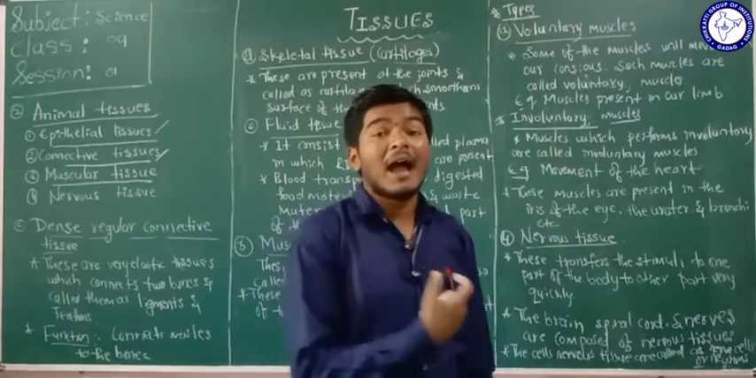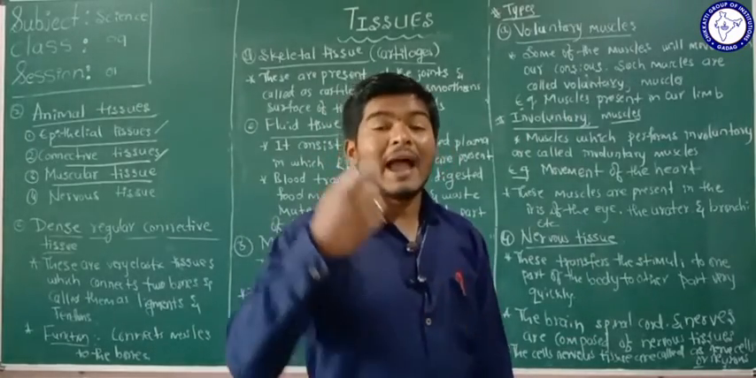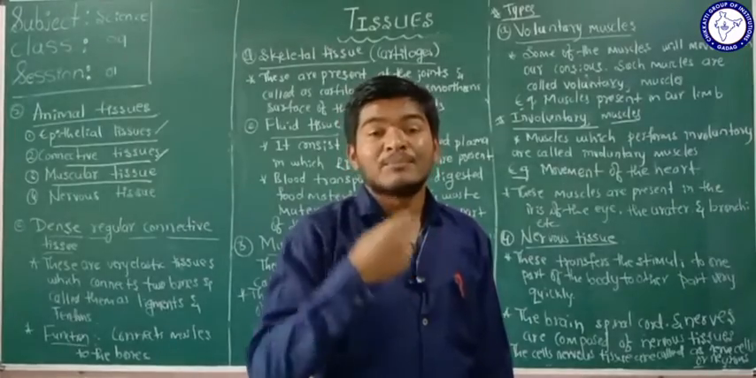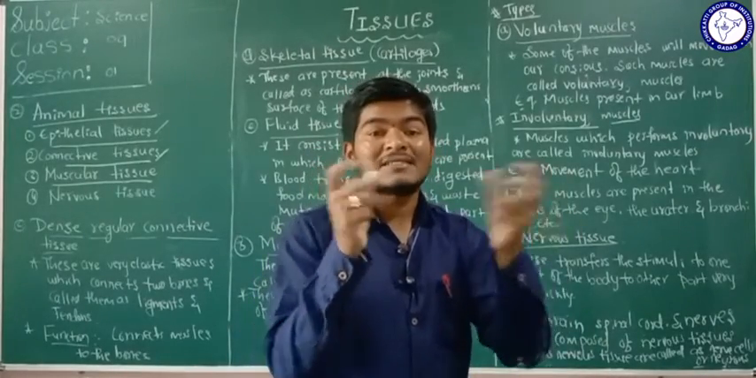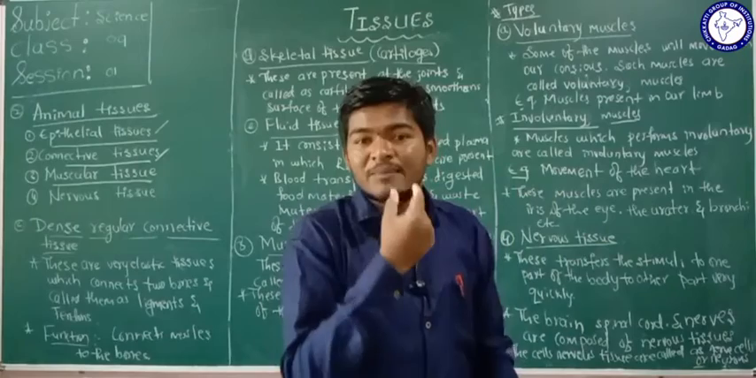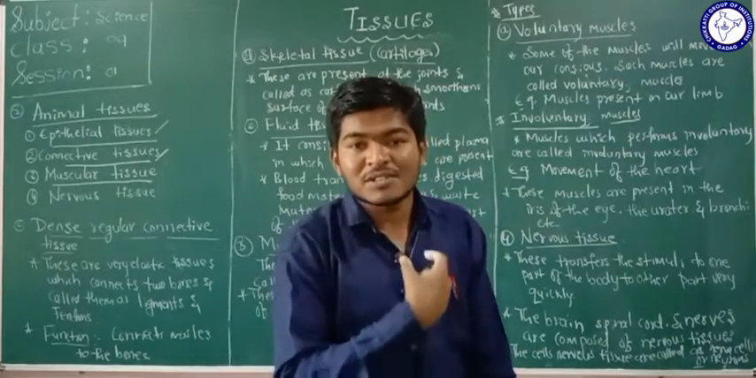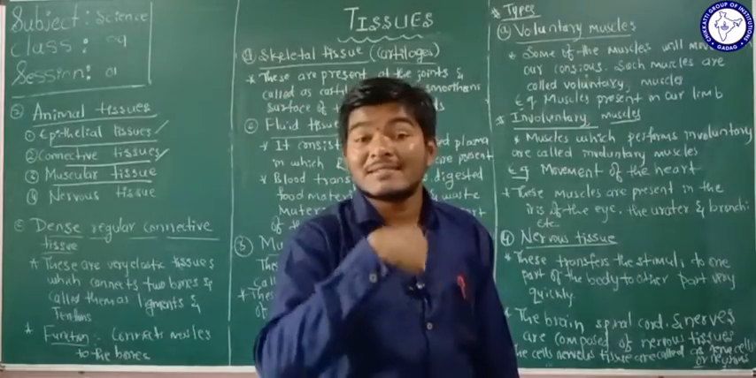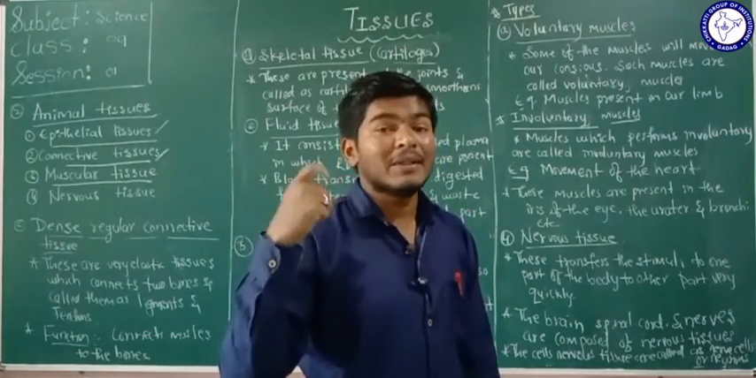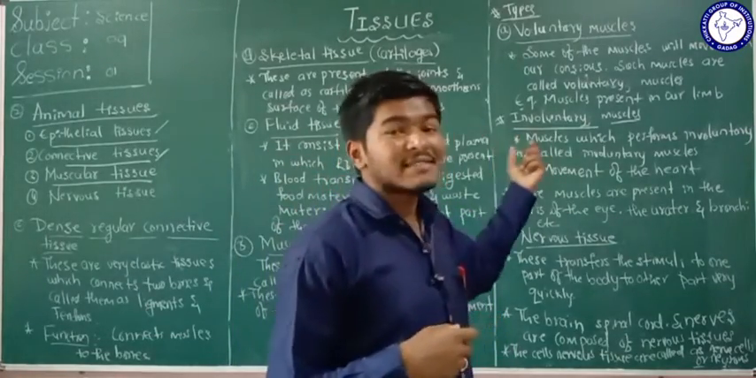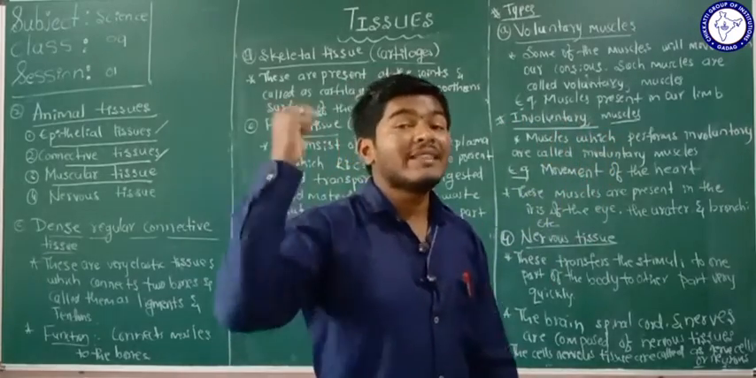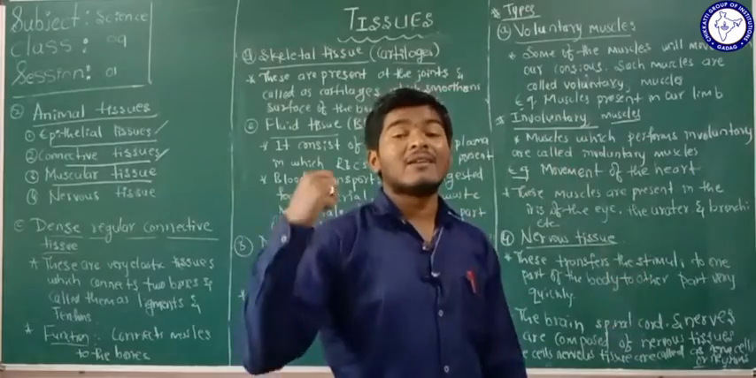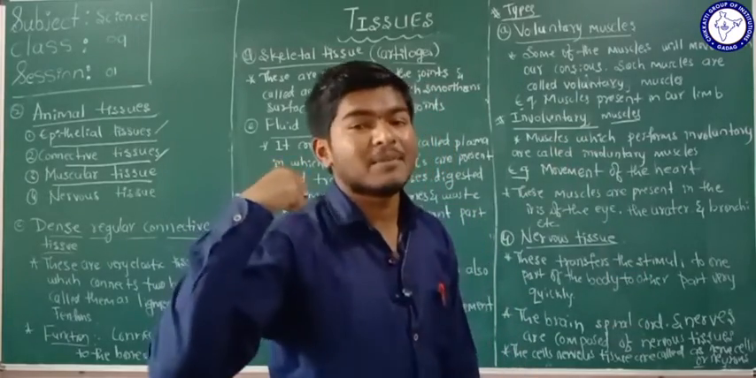For example, heart beating, isn't it? And the motion of the food material inside our esophagus by the contraction and relaxation of the esophagus, the food will be continuously moved through the alimentary canal. The movement of the food inside the esophagus is an involuntary action. So in that involuntary action, the involuntary muscles are present, and in the voluntary actions, the voluntary muscles are helpful.